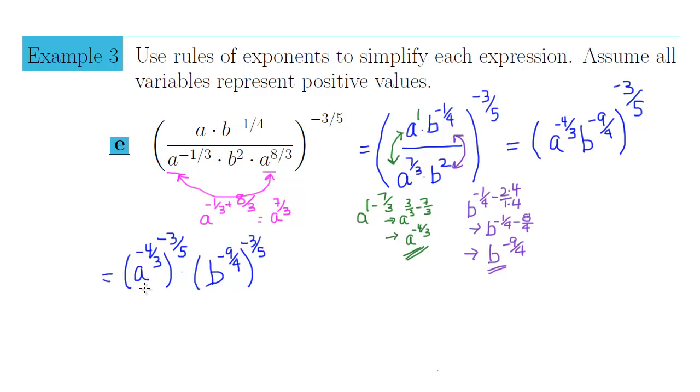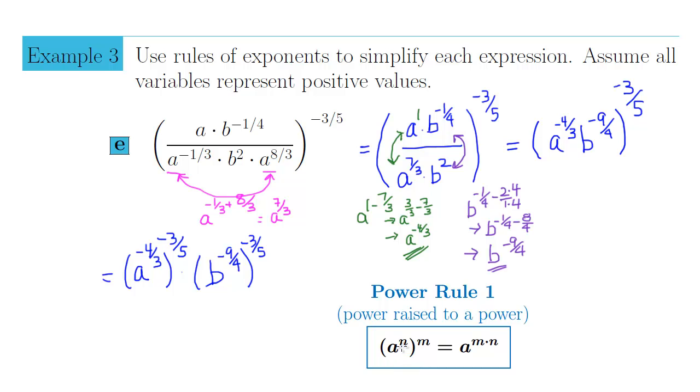We can finish this example by now applying the other power rule. That is, when you have a base raised to a power, we multiply the powers. A base raised to a power is the same as the base raised to the product of those powers. So that gives us a raised to the negative 4/3 to the negative 3/5 is equivalent to a to the negative 4/3 times negative 3/5. And b raised to the negative 9/4 raised to the negative 3/5 is equivalent to b raised to the negative 9/4 times negative 3/5.